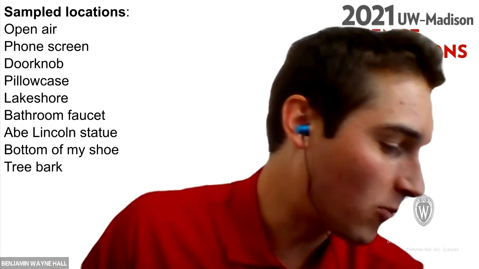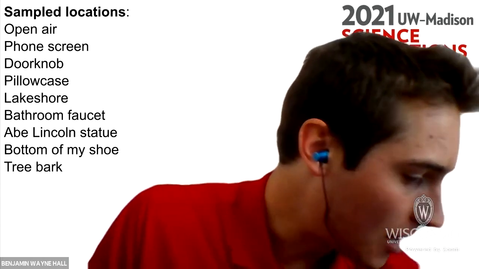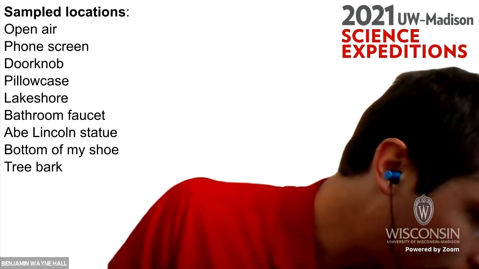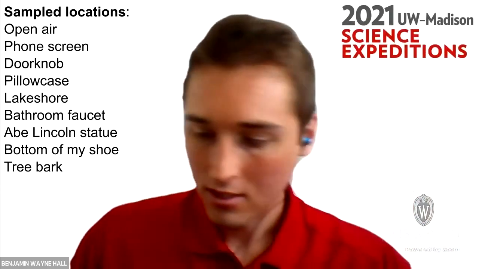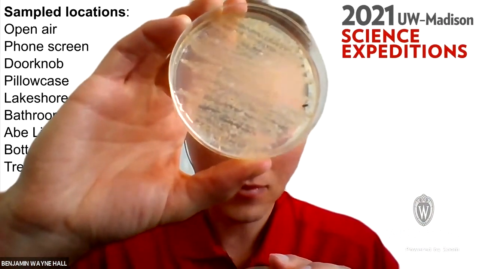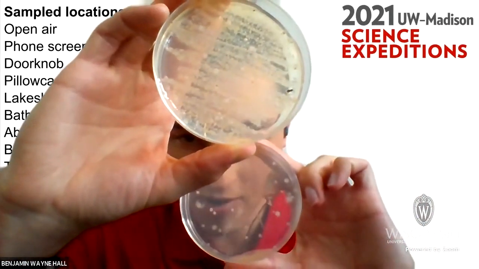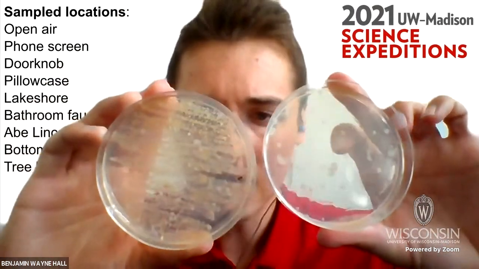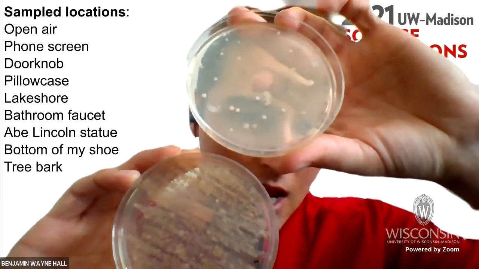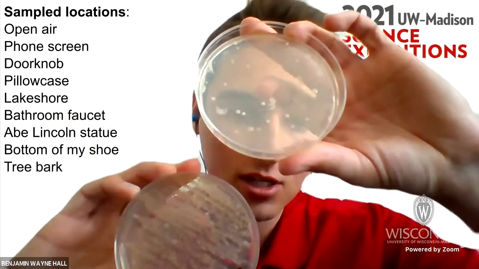And then there was a question about whether my shoes had been on the lakeshore, and that might be why we see some similarity. So let me bring up both of these plates again so we can look at them. So here we have the lakeshore, and here we have the bottom of my shoe. So we definitely, in both of these, we have different colors, we have different shapes, and both of these also have the most bacteria compared to the other one.